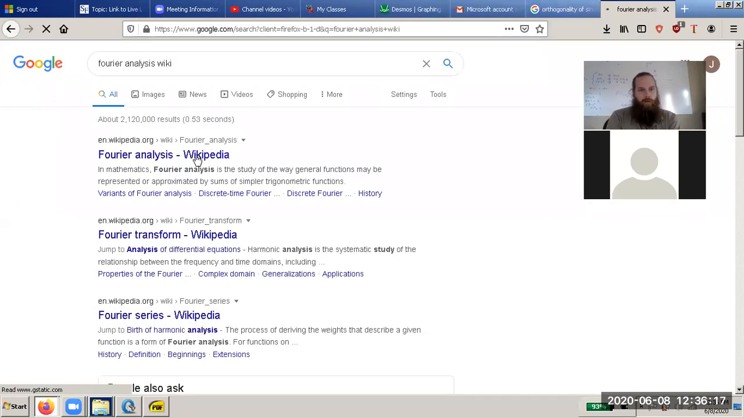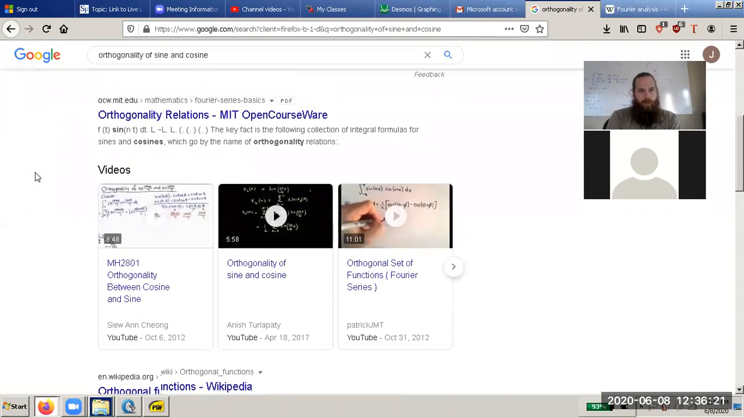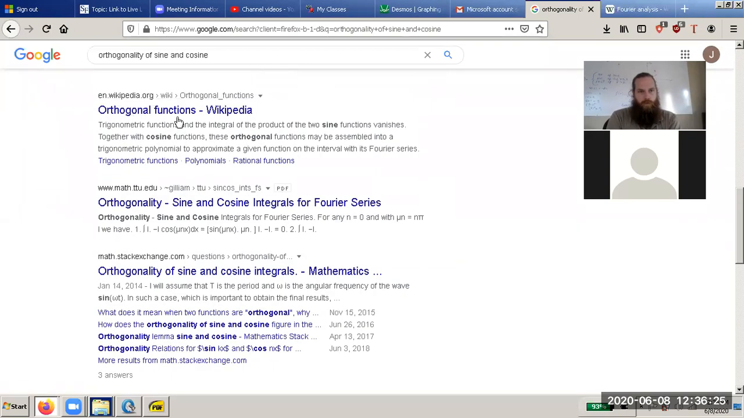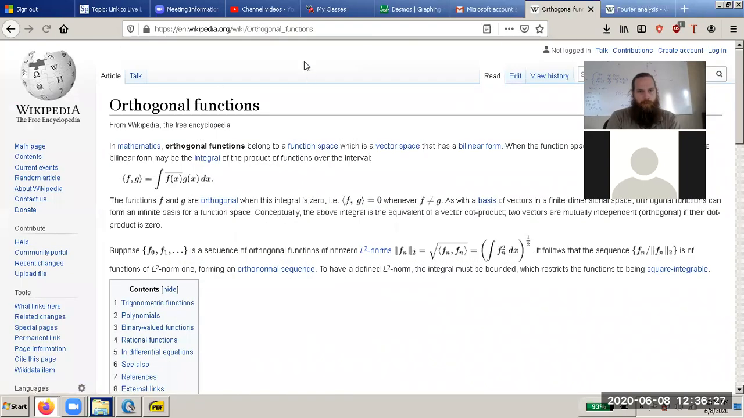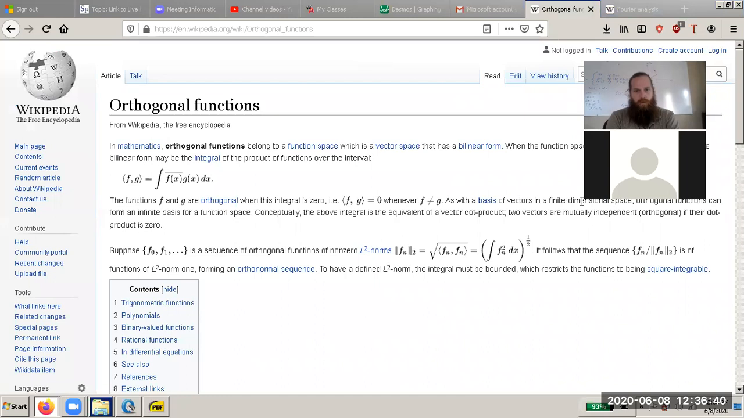Find it. Let's see, this might be good. This is good. Okay. All right, orthogonal functions. This is relevant and tasty. So I'll paste it into the chat. If you want more on that, see there.